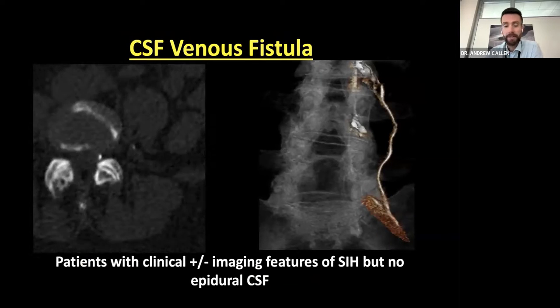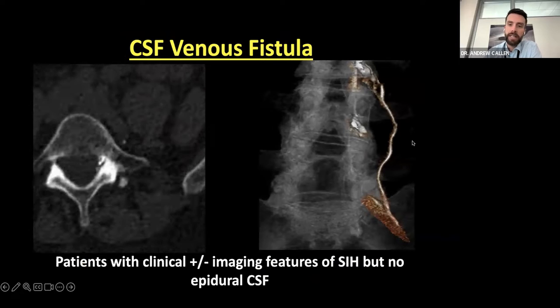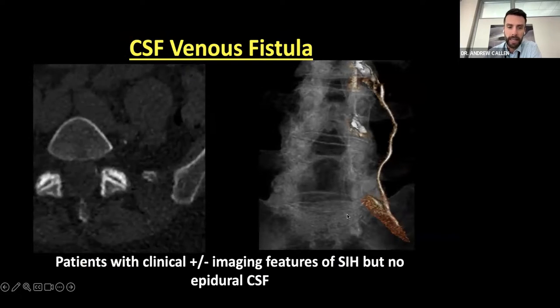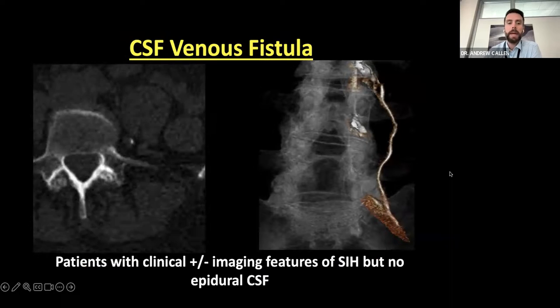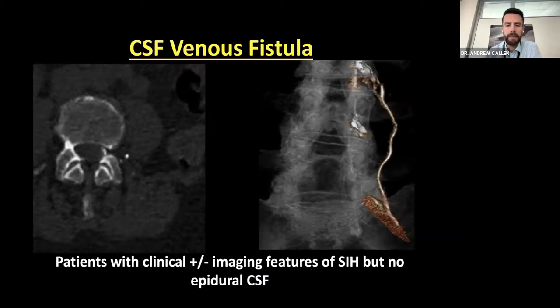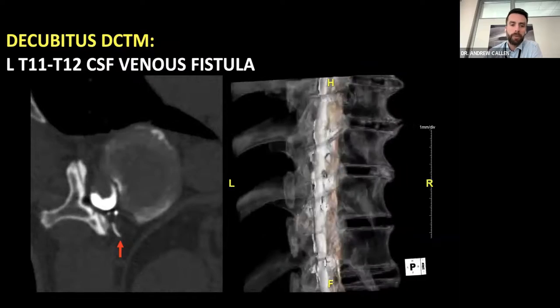Okay, moving along to our CSF venous fistula. So here's an example of a humongous CSF venous fistula in the mid-lumbar spine draining into an iliac vein here. This is, again, patients with clinical or imaging features of SIH, but no definite epidural CSF. Here's another example of one of these.